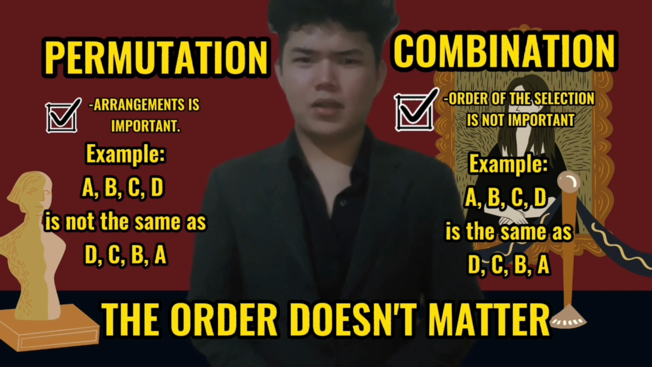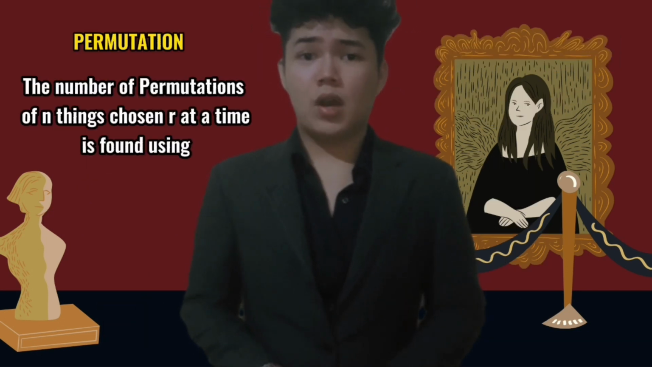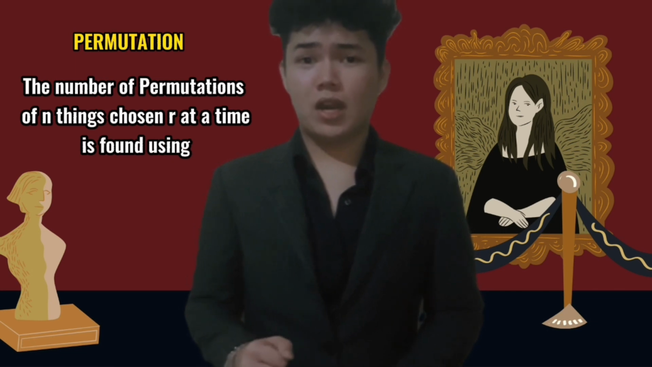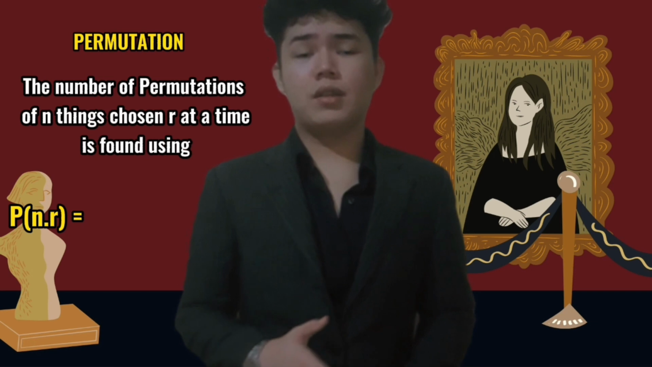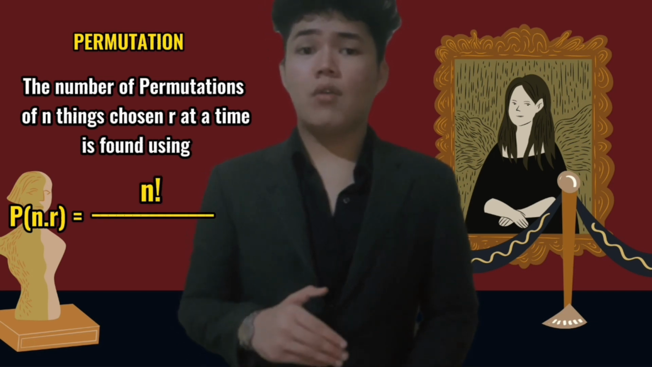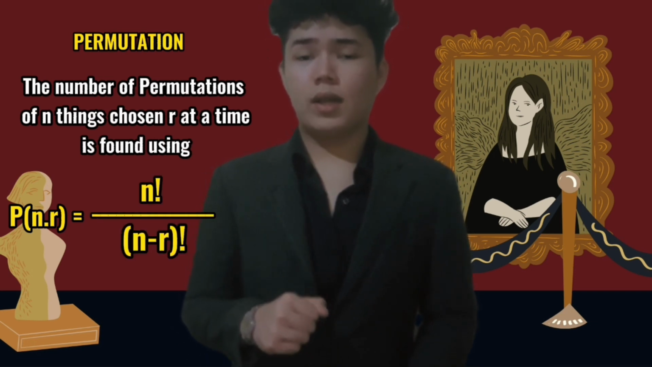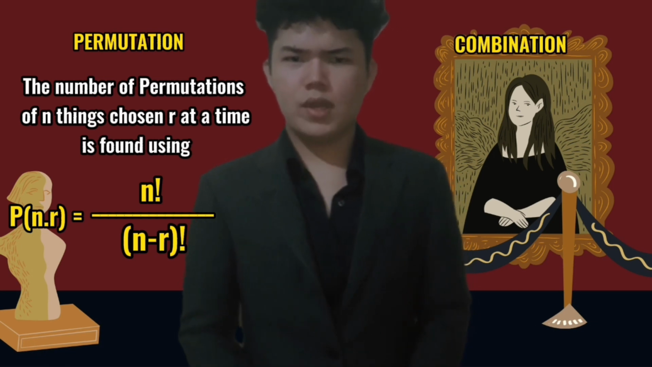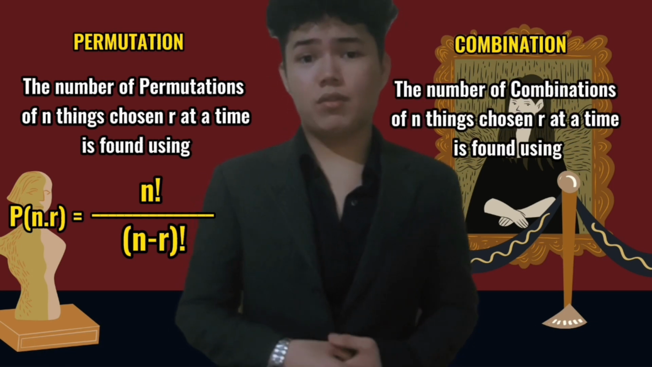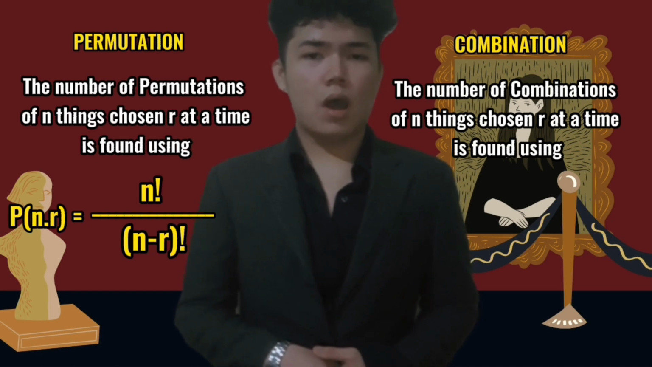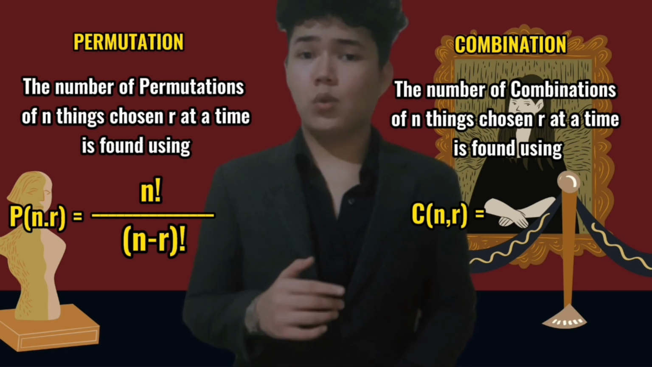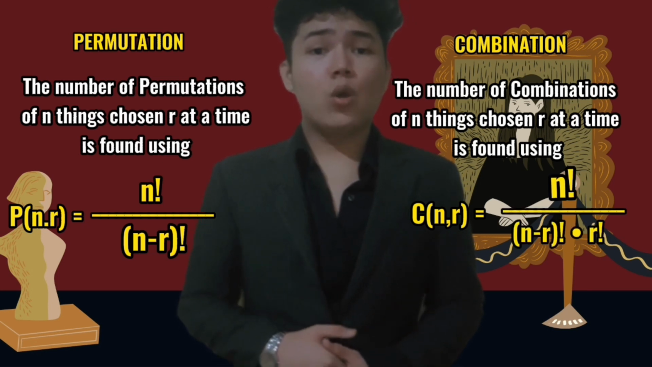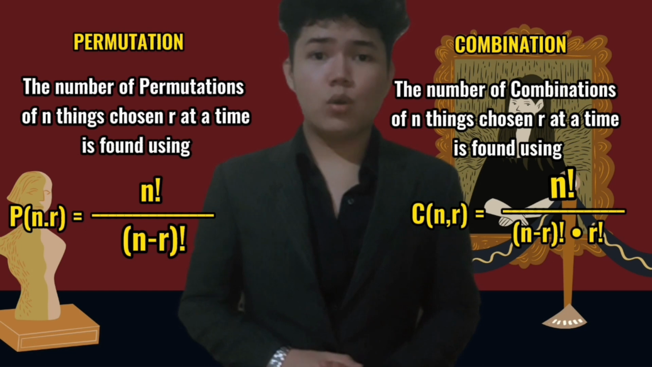The order doesn't matter. And about the formula, the number of permutations of n things chosen r at a time is found using permutation of n comma r is equal to n factorial over quantity n minus r quantity factorial. And the number of combinations of n things chosen r at a time is found using combination of n comma r is equal to n factorial over quantity n minus r quantity factorial times r factorial.